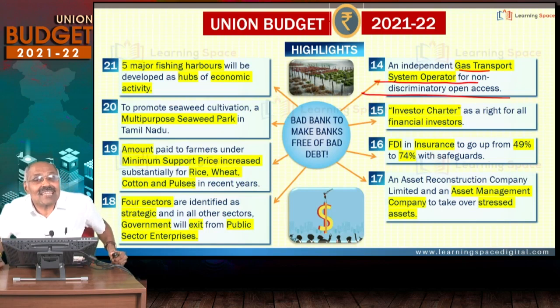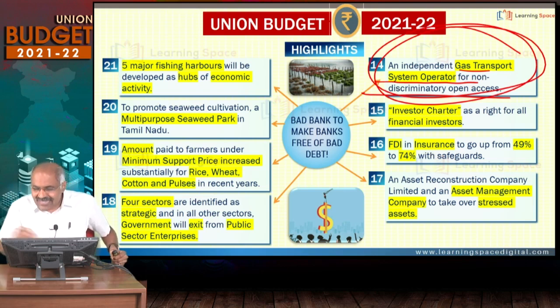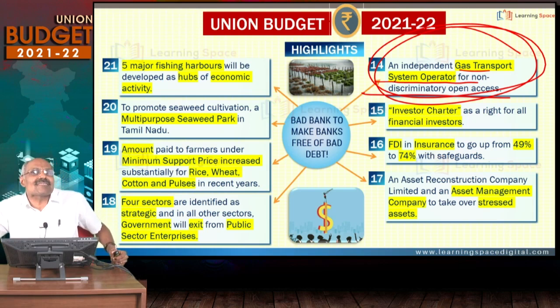Then an independent gas transport system operator for non-discriminatory open access. That means in the gas pipelines, there should be a facility for the private sector to carry the gas. That means when an independent system operator is there, then it can create a level playing field. The pipeline might have been constructed by GAIL, but at the same time, the private sector, somebody else, can utilize that pipeline for carrying gas.